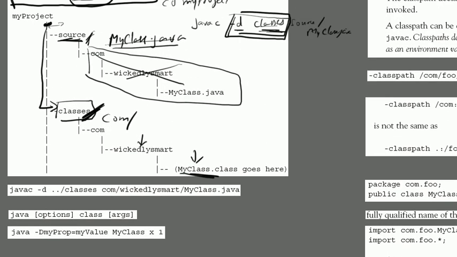Optionally, you could choose to have your own directory structure like this, which would still be the same when this command is executed. Even if you were to have MyClass.java within com/wickedlysmart, only this would change, which is the place where your source file is. So instead of having source/MyClass.java, you'd be having com/wickedlysmart/MyClass.java.